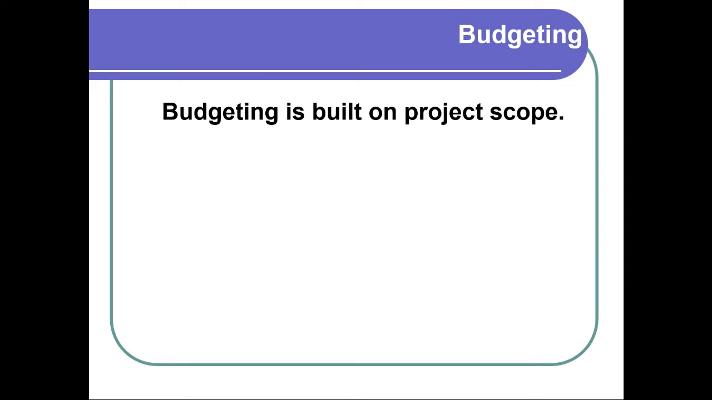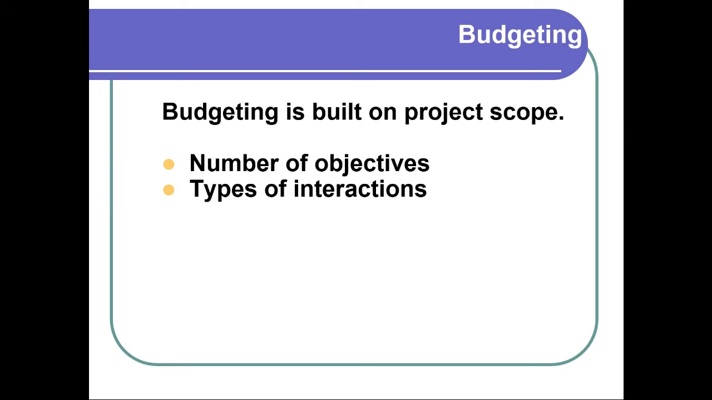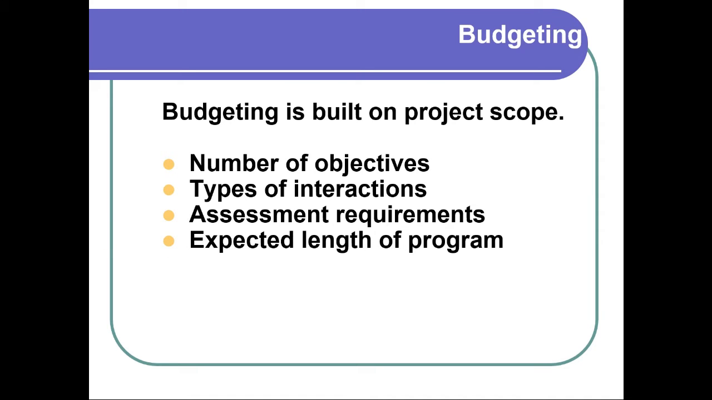Okay, so let's talk about budgeting. So what do we need to know about budgeting? Well, budget is built on the scope of the project. So we've got to figure out how big this project is so that we know what the right scope is. So we might want to look at maybe the number of learning objectives that we want. Maybe we're going to look at the types of interactions and the level of interactions. We might look at assessment requirements. We might have a lot of requirements for assessment. We may have requirements for the expected length of the program.